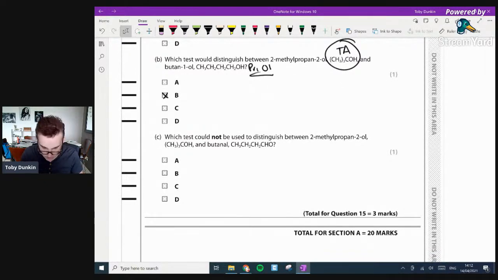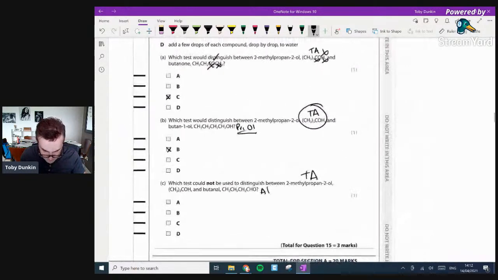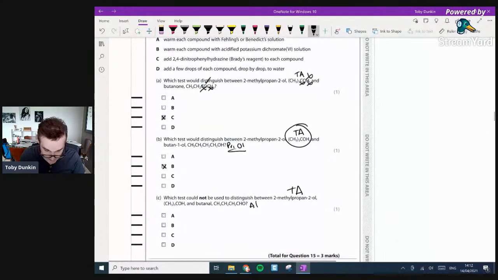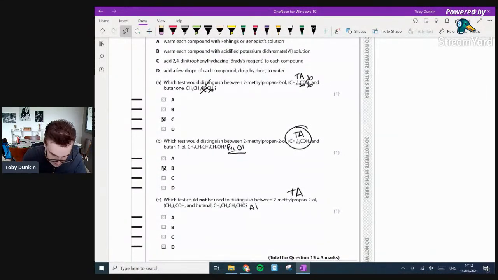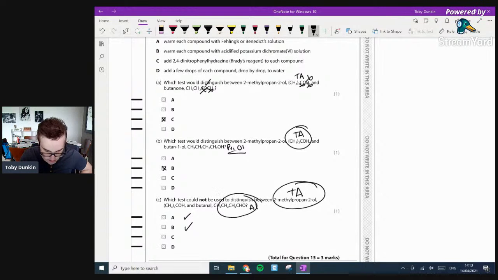Which test could not be used to distinguish the tertiary alcohol again, and this time, a butanal, so an aldehyde? Okay, so Tollens' reagent, Fehling's and Benedict's will be able to. Yes, that one will work because the Fehling's will oxidize the aldehyde, but not the tertiary alcohol because it's a mild oxidizing agent and it's actually the test for aldehyde, so it works. Warm each with acidified potassium dichromate, that will also work because the tertiary alcohol will resist oxidation, the aldehyde will go onto the carboxylic acid, so that one will do as well.